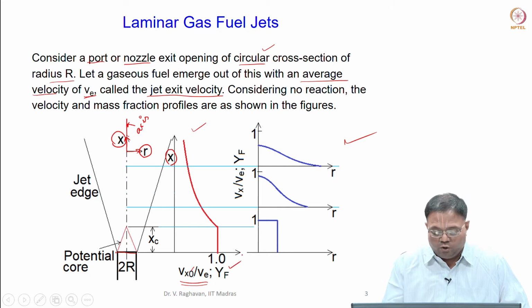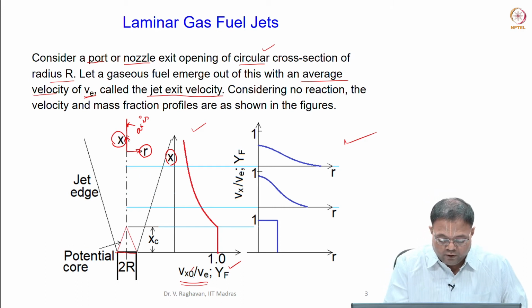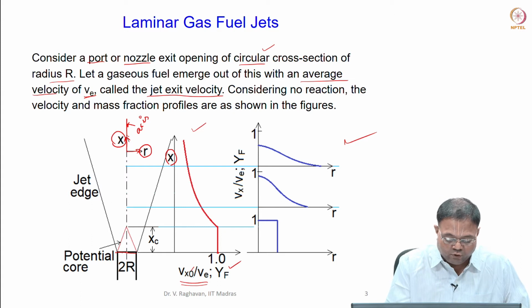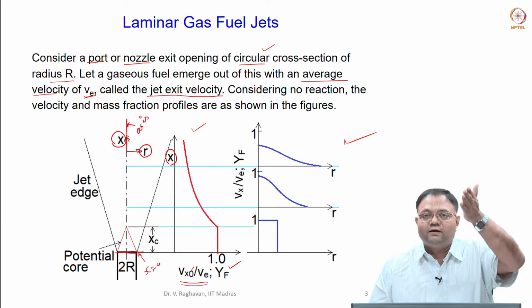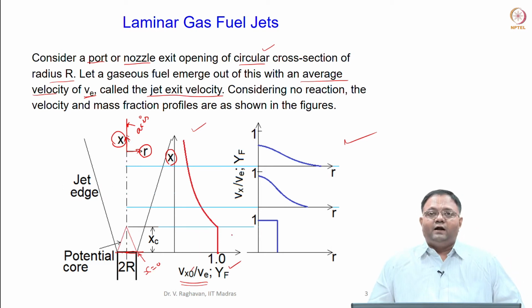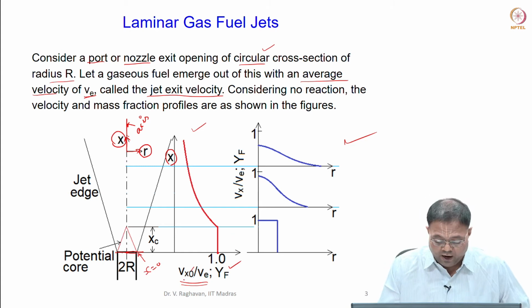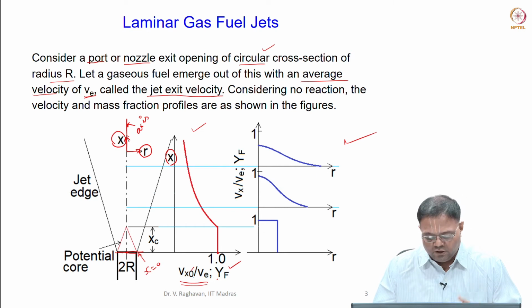The same profile applies to the mass fraction of the fuel, so both will represent the same profile here. Let us take x equal to 0 as the exit of the port or the nozzle, with x increasing upwards. At this point, x equal to 0, the velocity is equal to VE, so Vx0 by VE will be 1. Similarly, the mass fraction of the fuel will be 1. Only fuel is coming out, so nothing else is there, and the fuel's mass fraction is 1 here.